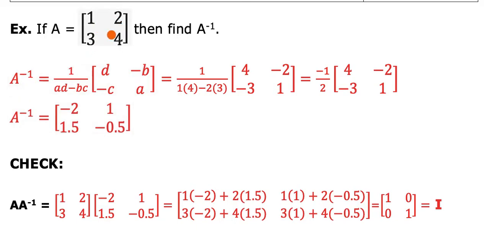So what we're going to do is substitute into our equation and evaluate. So you can check to see, and you can use this as an example, that A times A inverse is in fact equal to the identity matrix.